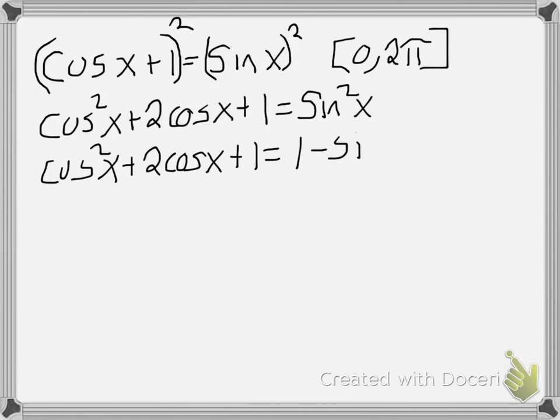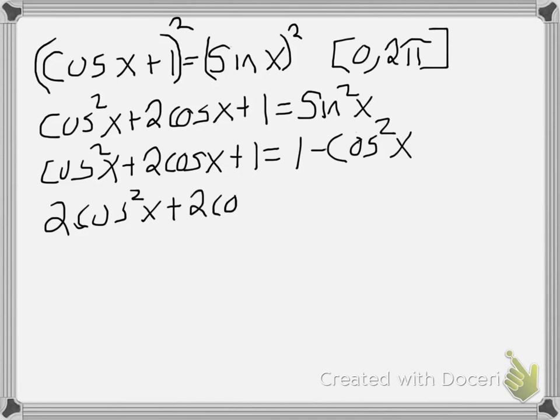I'm sorry. I started writing sine, didn't I? Cosine squared x. Okay, so now everything's in terms of cosine. So now let's get everything to the left-hand side and see what we've got. If I add cosine squared to this, I get 2 cosine squared. And I still got plus 2 cosine of x. But my 1's are going to cancel out, so I'm just going to end up with 0.